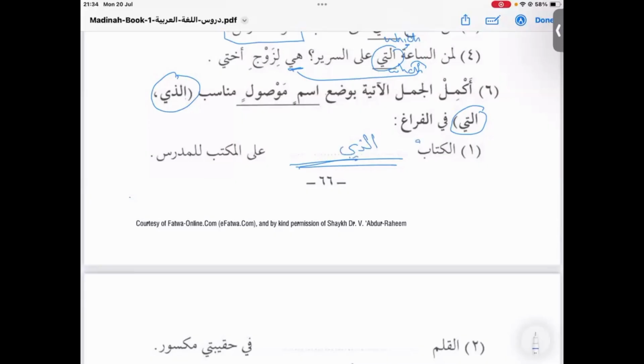Al-kitab. Kitab is male, so I have to put alladhi. Al-kitabu alladhi. The book which is al-maktabi, is on the maktab, on the desk. Lil mudarrisi, belongs to the teacher. This entire sentence here is the mubtada, and that small part is the khabar.